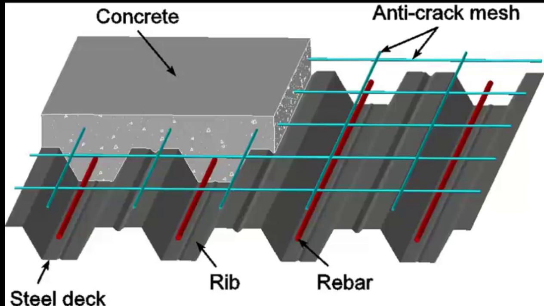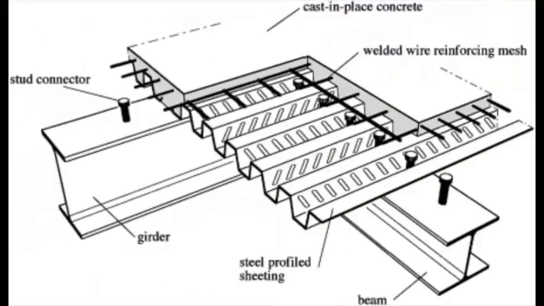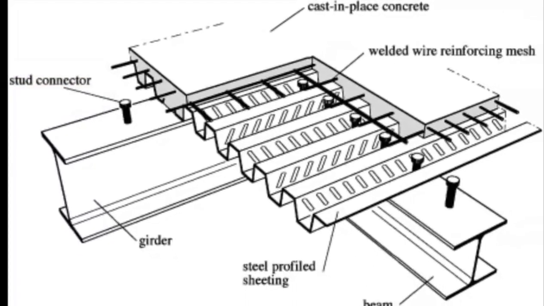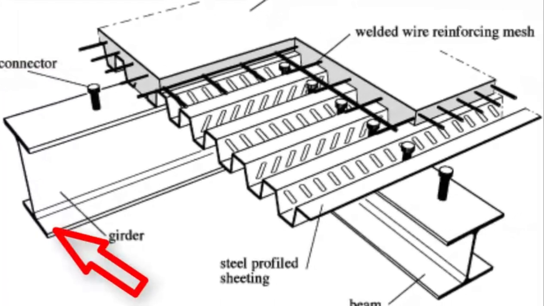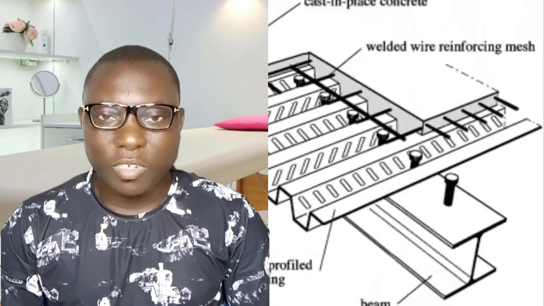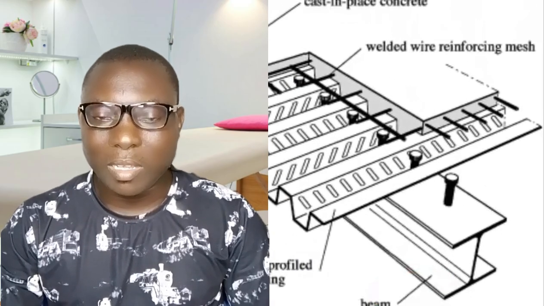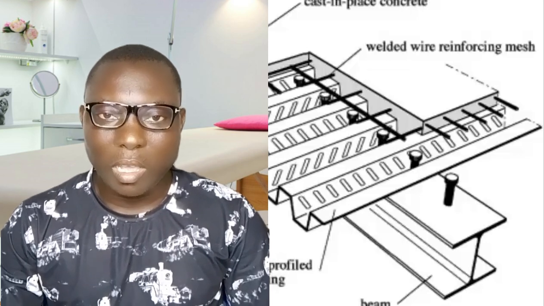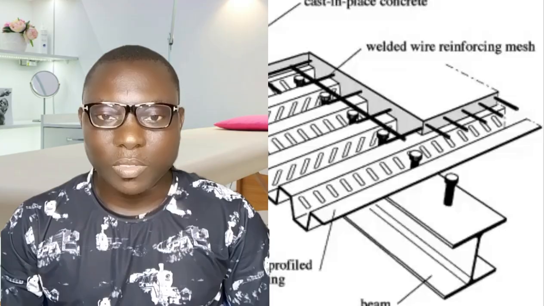Another important part of the composite slab we are going to be considering is the stud connector. These are the things we are going to be designing, and then the primary and secondary beams. So we are going to be considering modeling. We load it, analyze, and as well as design. Stay connected as we dive into the presentation.